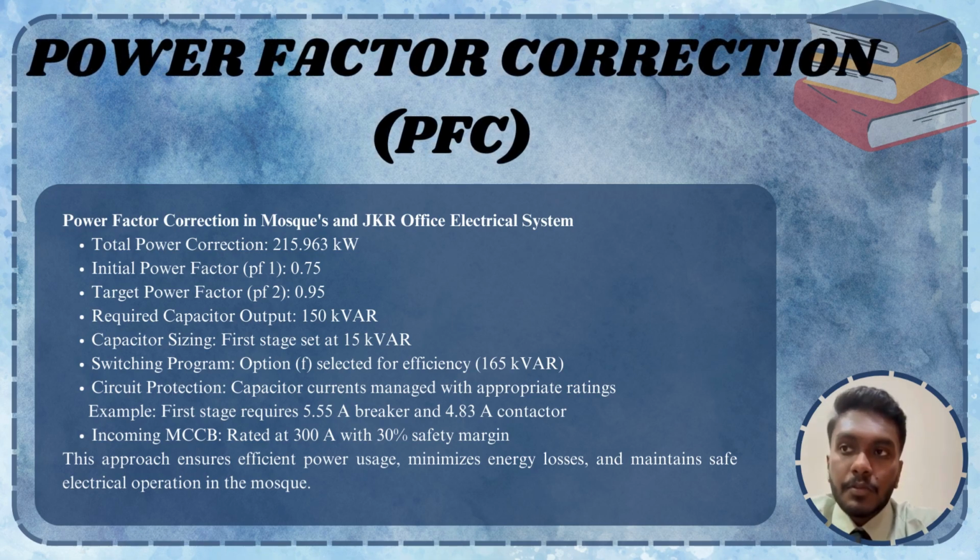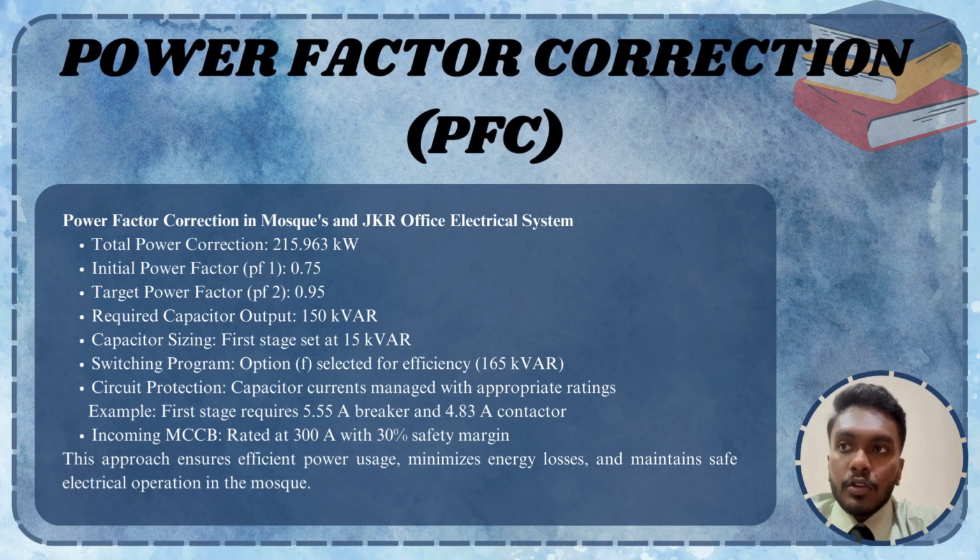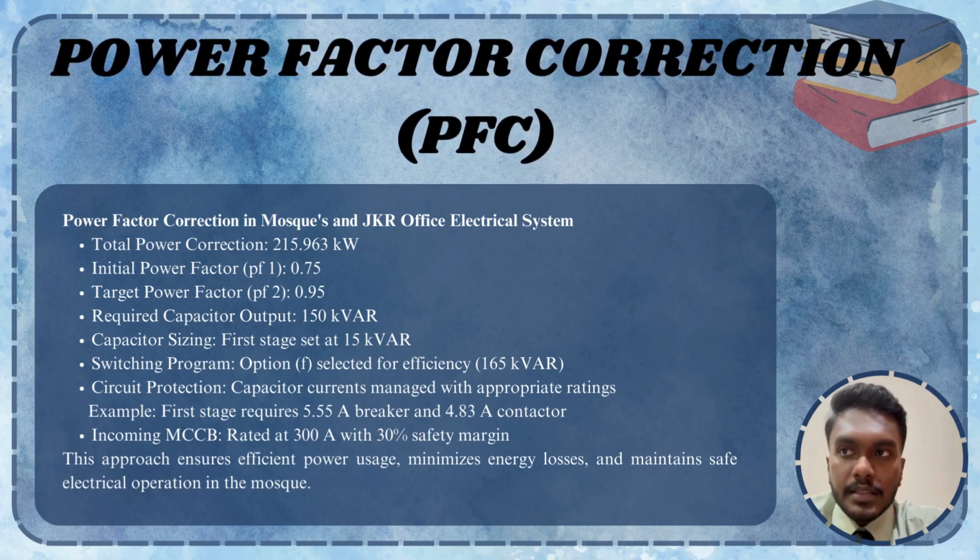Furthermore, let's see the power factor correction. To effectively implement power factor correction in the mosque and the JKR office electrical system, several systematic steps are followed. The first step is to find the total required capacitor output. Firstly, the total power requiring correction is determined, which amounts to 215.963 kilowatt. This calculation considers an initial power factor of 0.75 and aims to improve it to a target of 0.95 power factor.